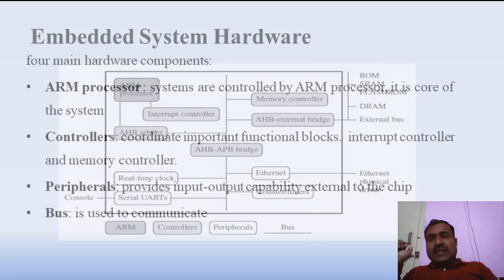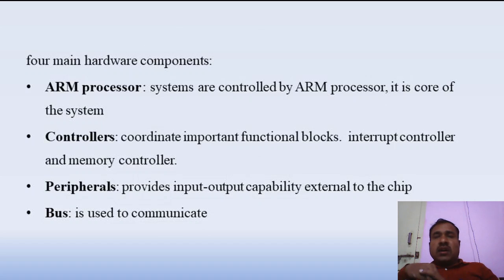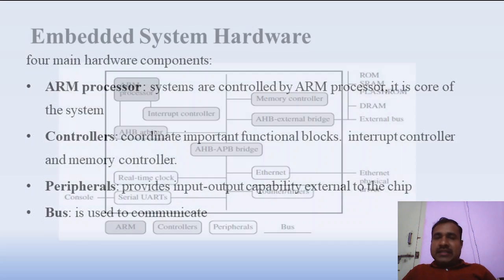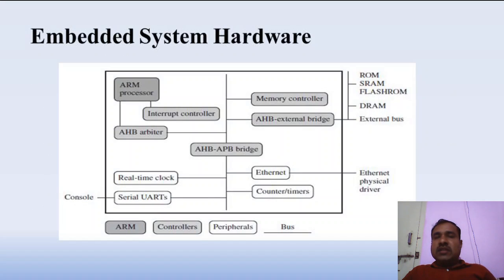In this we can see there are 4 components. One is the ARM processor. The ARM processor is the core of that system, which takes the action or initiates the actions, and there are some controllers, which coordinate important function blocks to the processor core. Here we can see 2 controllers. One is the interrupt controller and another one is the memory controller.